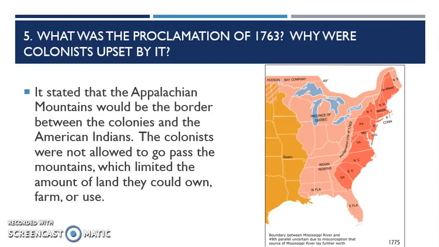The next question, number 5, is what was the Proclamation of 1763 and why were the colonists upset by it? So the proclamation drew a line. Here are the 13 colonies. This is after the French and Indian War. England has won it, but it was a real struggle for them. So what England decides to do is take the Appalachian Mountains and make it a border, a fence. Okay, it's a natural border. So they say to the American Indians, everything west of this is yours.